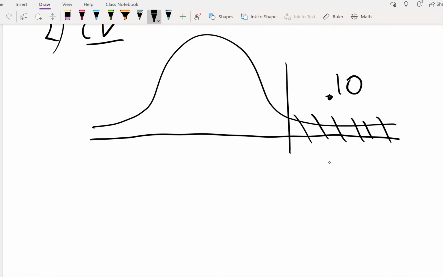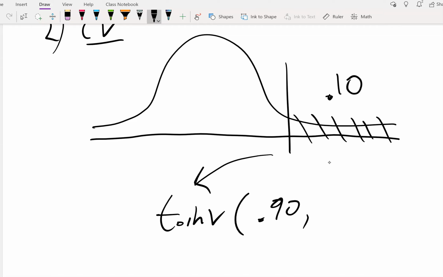So how do I find a critical value? You use your T inverse. So the T.INV of, and I need the area below, so think about the area below, 90%, comma, degrees of freedom. Booyah. T.INV will find you the critical value. So that's what I typed into Excel.